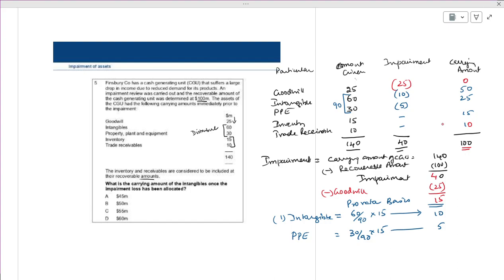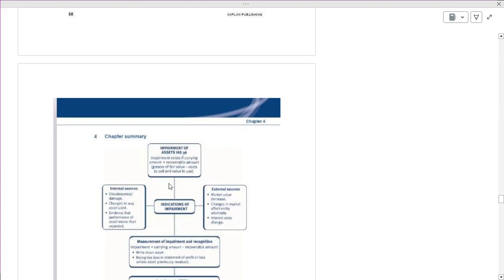Now what they are asking is the carrying amount of what? Intangibles. What is the carrying amount of intangibles here? 50. Is it okay? Yes, doctor. Done?